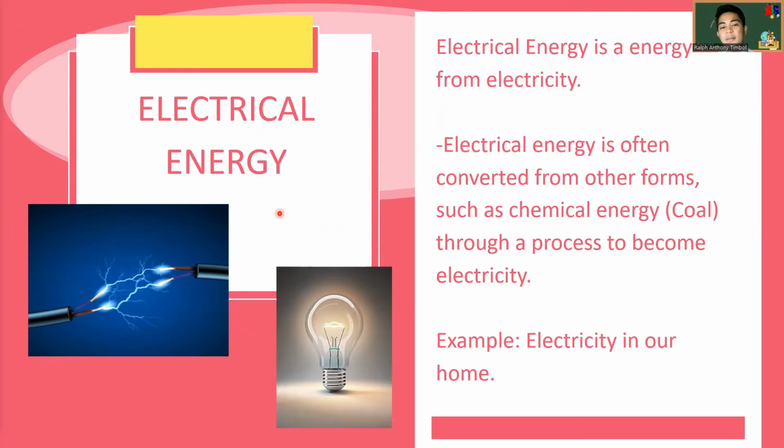Electrical energy is often converted from other forms such as chemical energy from coal through a process to become electricity. Electricity in our home is the best example of this type of energy. And this electrical energy has a long process bago siya naging electrical energy. It could be a hydroelectric power or a coal power plant or wind energy. But the best example is the electricity in our home.